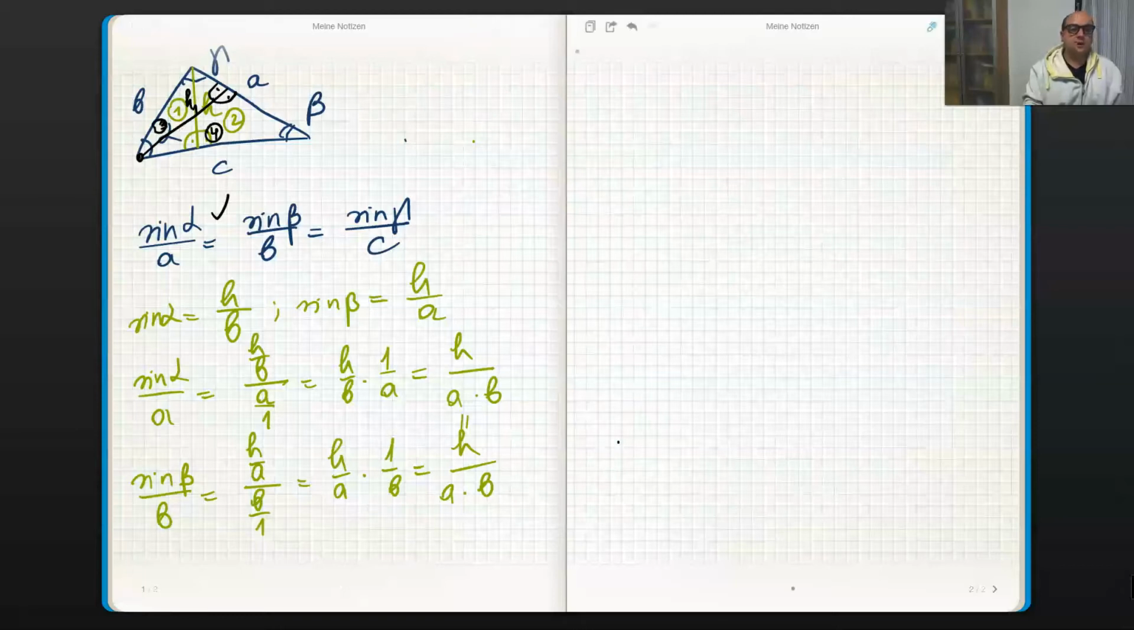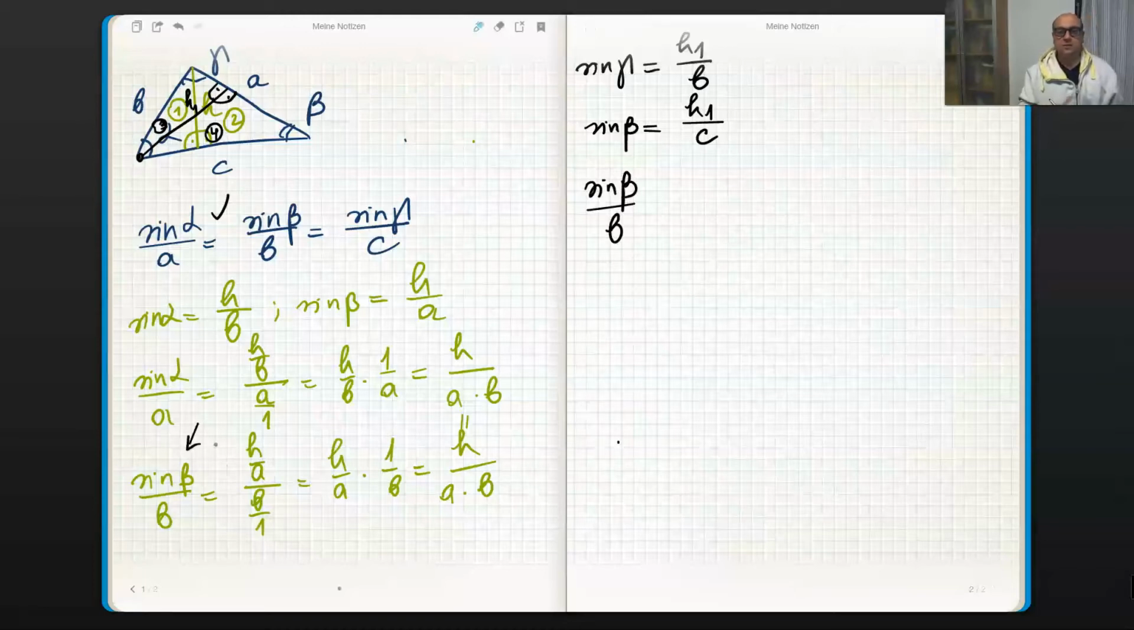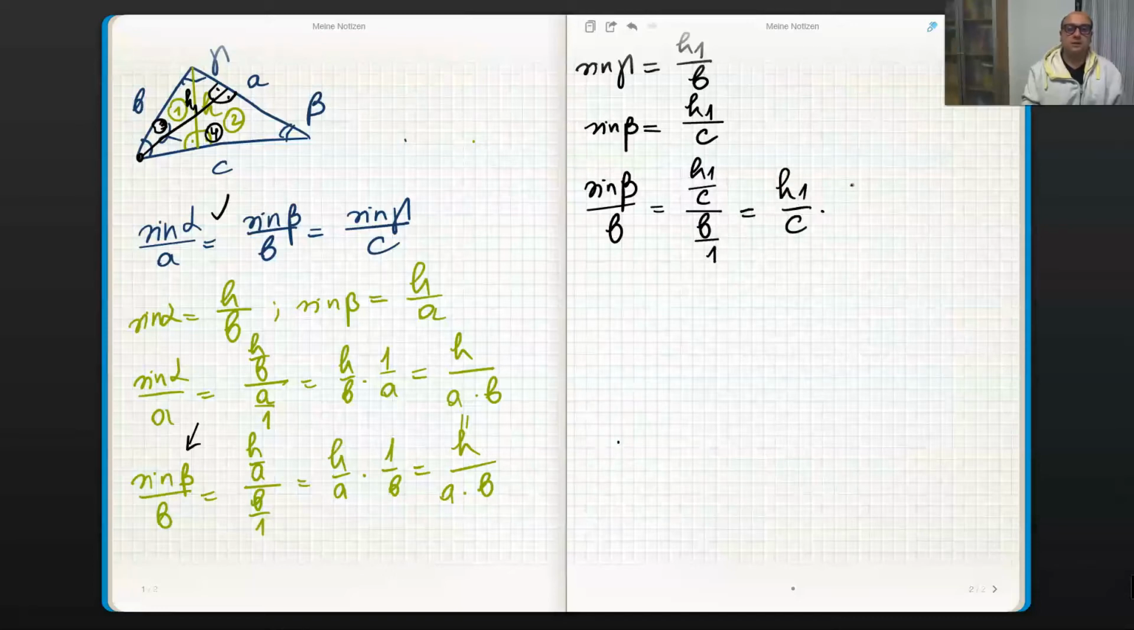In triangle number 3, what is the sine of gamma? This is the opposite, which is h1, divided by the longest side, which is b. And what would be the sine of beta? This is the opposite, which is h1, divided by the longest side, which is c. So what is sine of beta divided by b? Well, we had it here, but it was a different triangle. So with that knowledge, that would be h1 divided by c, divided over b, which is h1 divided by c times 1 divided by b, which is h1 divided over b times c, right?